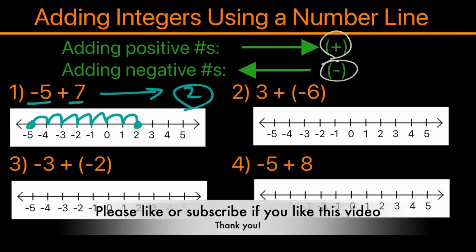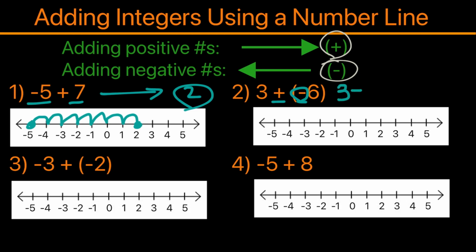For the second example, we have 3 plus -6. And this example means that we're adding a negative number. So even though it has the addition sign, we're adding a negative value. So adding a negative value is the same as 3 minus 6. And in this case, we're going toward the left direction.